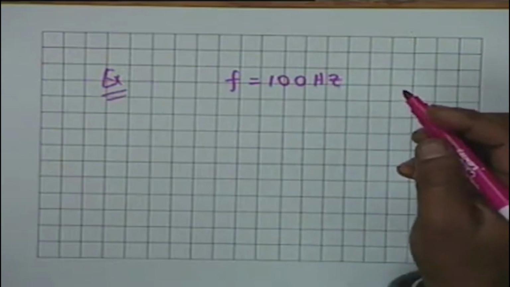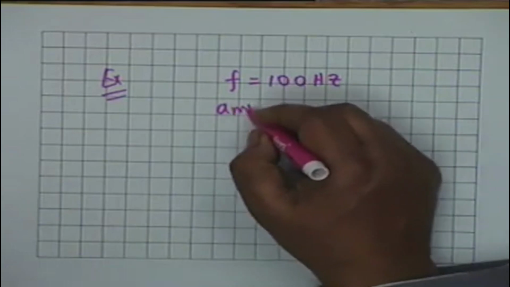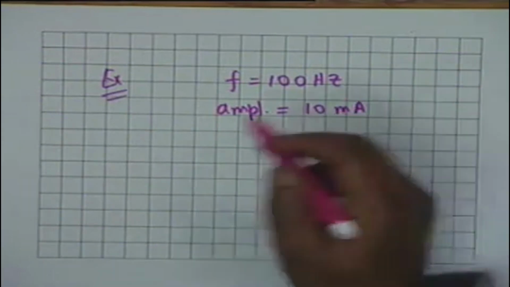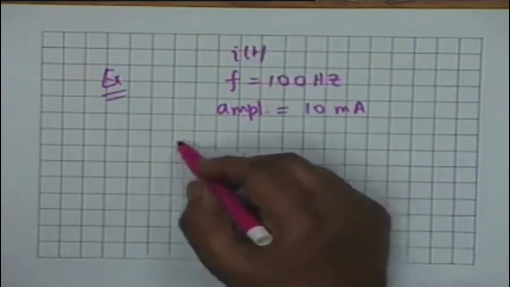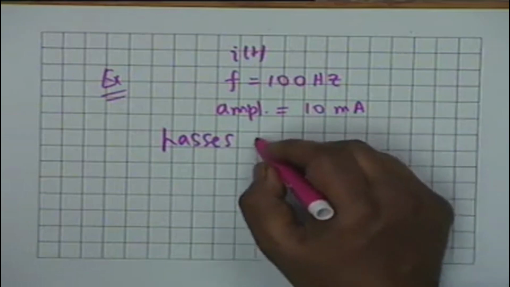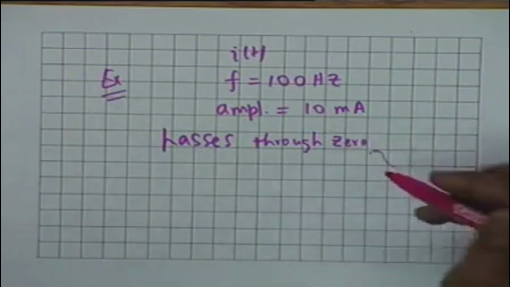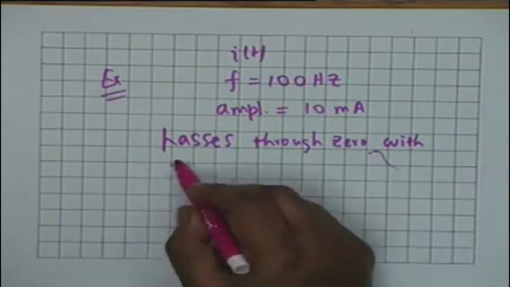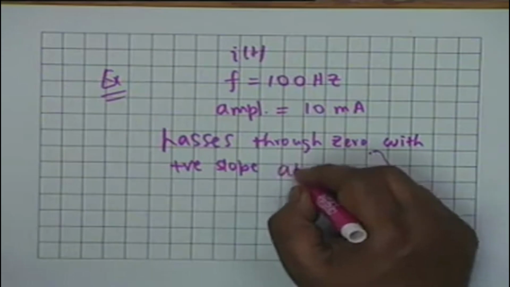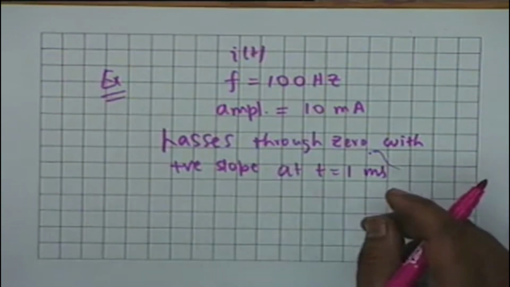Okay. Amplitude is, let's say it's a current. Amplitude is 10 milliampere, and this is I of t, and these are the information that is supplied: it passes through zero value with positive slope at t equal to 1 millisecond. This is the information that is supplied about the waveform.